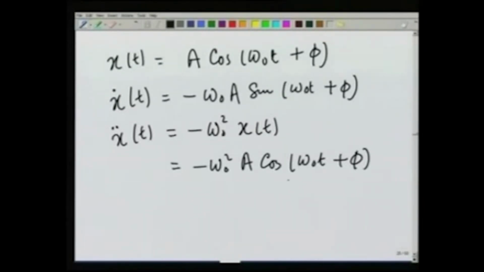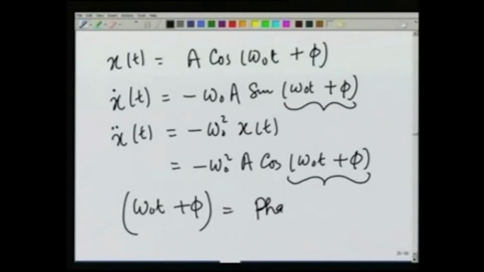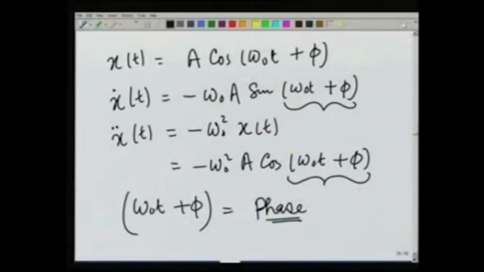Let me now focus a bit on this quantity omega naught t plus phi, which is known as the phase of the oscillation. You can see that the motion finally, or the constants of motion a and phi, depend on the initial conditions. So phi is known as phase constant, and depending on the phase constant, the motion is different with respect to t.